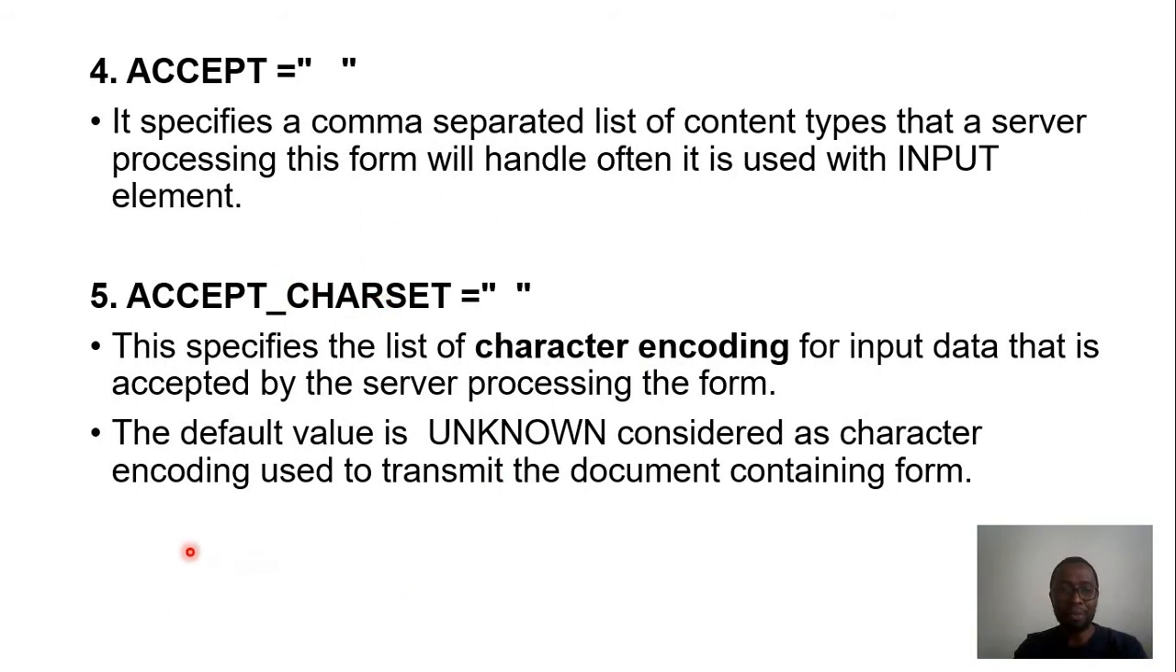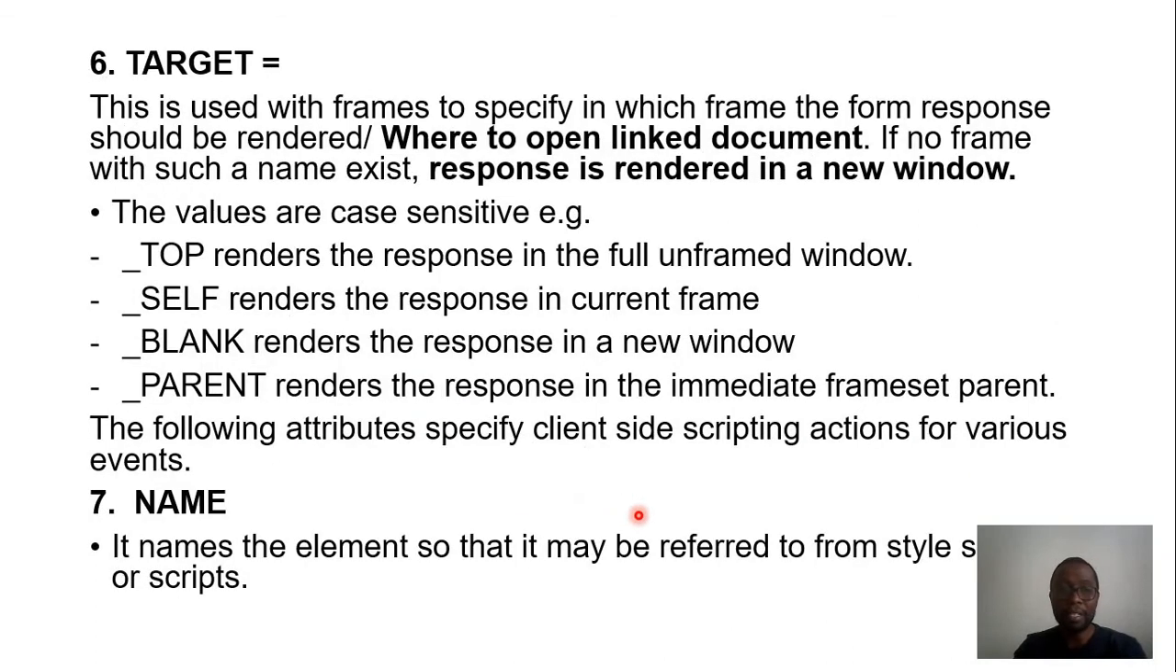So if, for example, you have seen something like accept character set unknown, they know that that's the default value, considered as a character encoding used to transmit the document containing the form. Now, targets: where to open the linked data or the linked document.